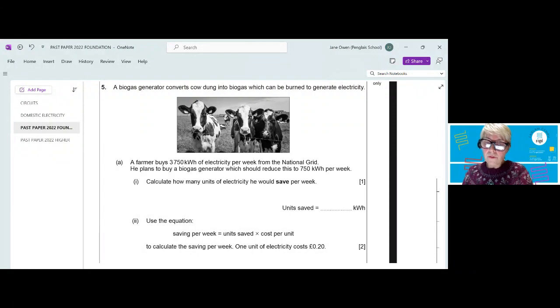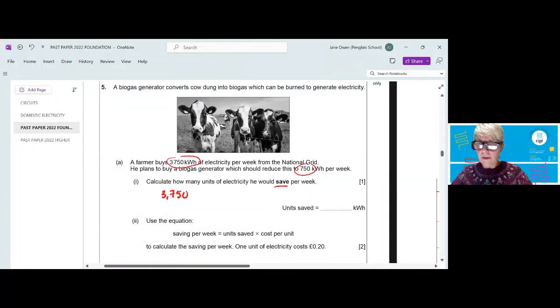Okay, so a biogas generator converts cow dung into biogas, which can be burned to generate electricity. So a farmer buys 3,750 kilowatt hours of electricity per week from the national grid. Okay, so that's going to be an interesting number. He plans to buy a biogas generator, which should reduce this to 750. So by reducing it, that means we're going to make some savings here. So 3,750, it says calculate how many units of electricity he would save per week.